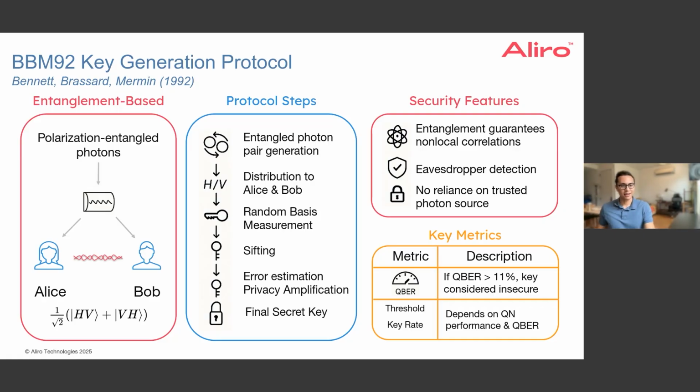Okay, so that was a deep dive into BBM92 and all the protocol steps that we need to run to actually get to a final secret key that we can really stand behind and confidently say, this is secure, this is secret to just Alice and Bob.